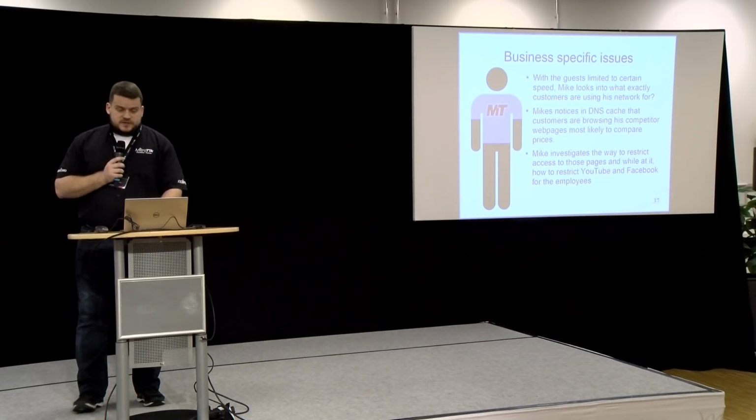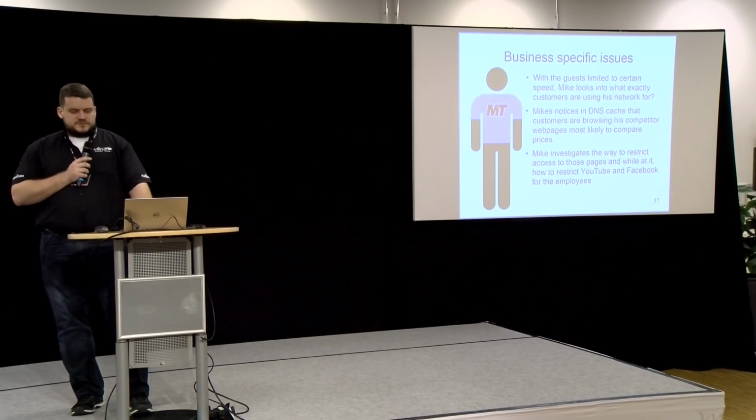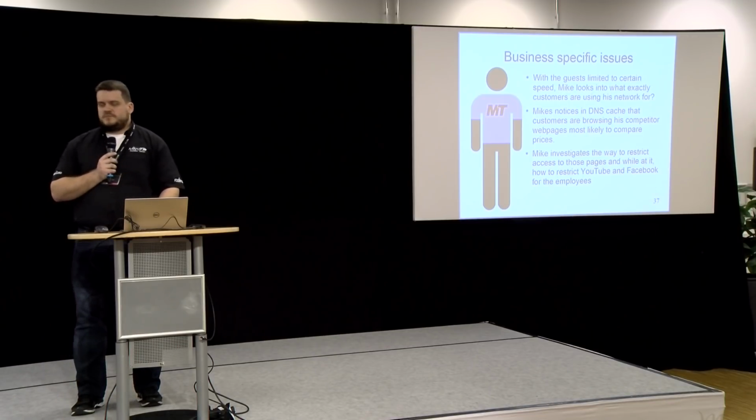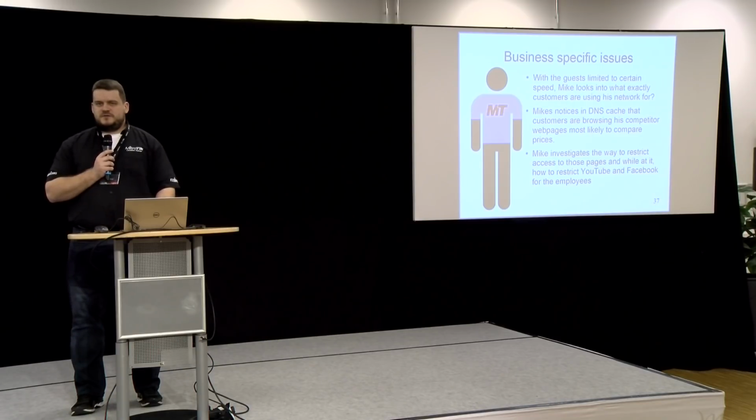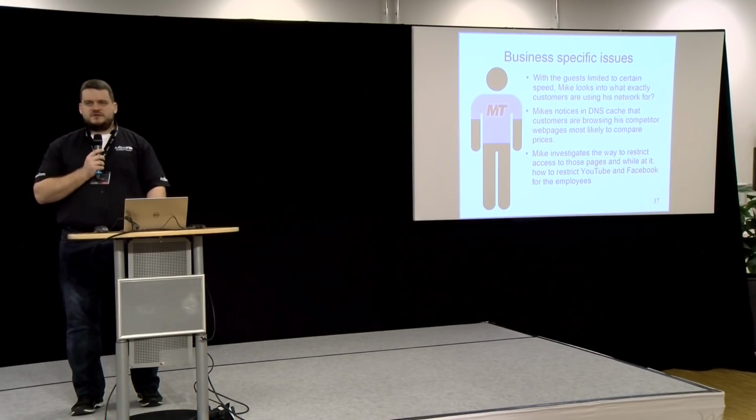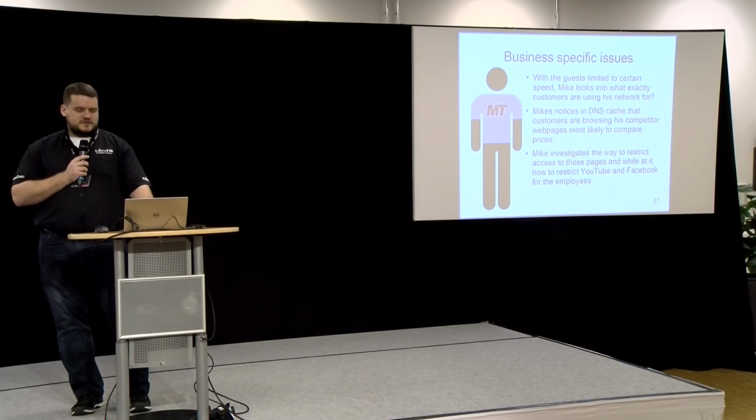Okay, so life goes on. Now we get to the business-specific issues. Guests are now limited to a certain speed. And now Mike looks into exactly what his customers are using his network for. He jumps into the network DNS cache and sees that customers are browsing competitor web pages to compare prices. Maybe they don't need his services here. They can go somewhere else.